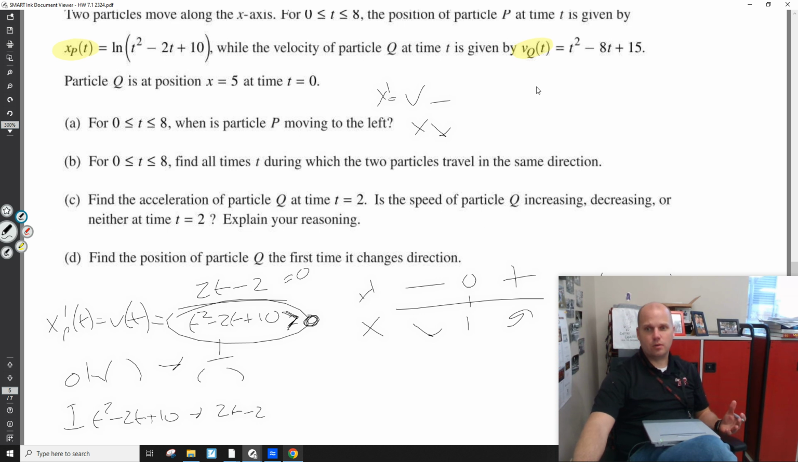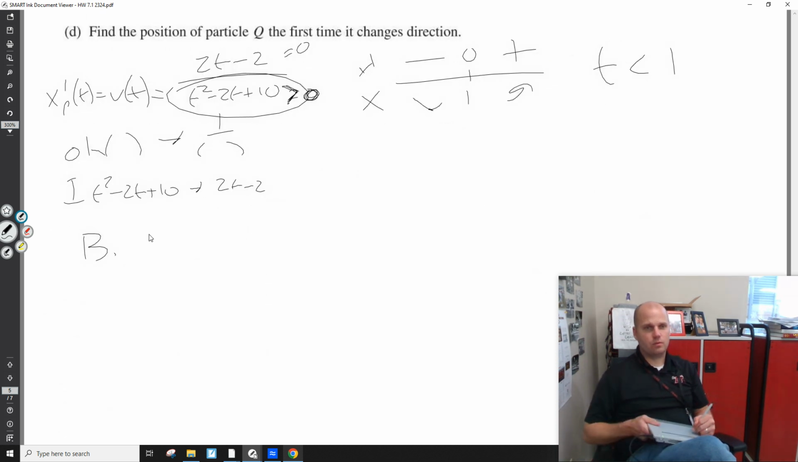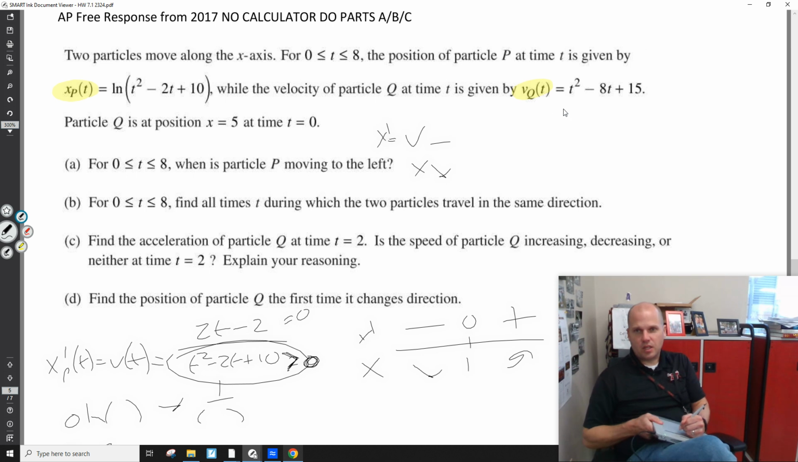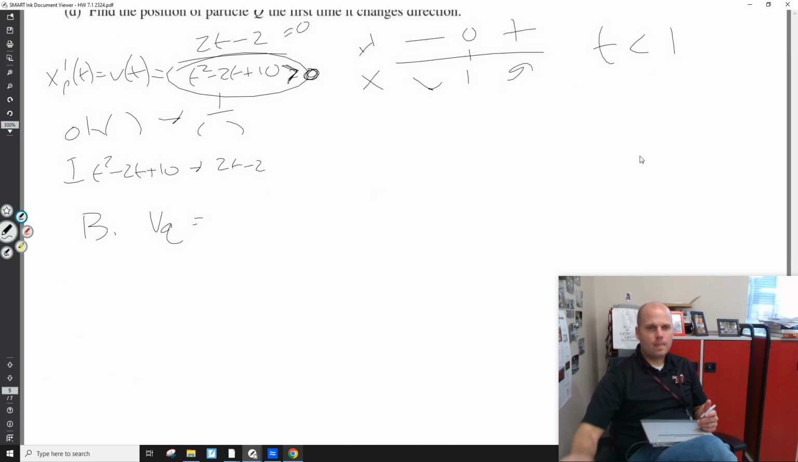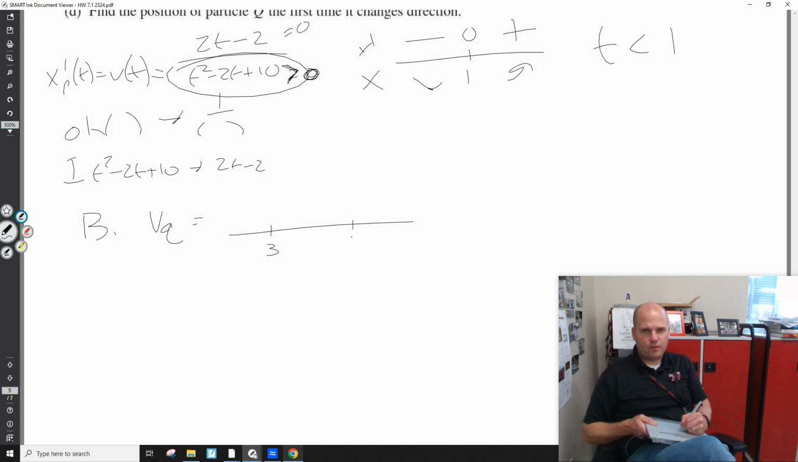All right, well, I need to analyze the signs of v of q. Again, that would be the derivative of position, the rate of change of position. And I'm going to factor this to be t minus 5, t minus 3. So here's my v of q with 3 and 5, positive, negative, positive. That is telling me my position of q is increasing, decreasing, increasing.